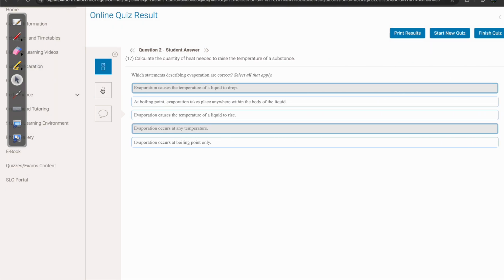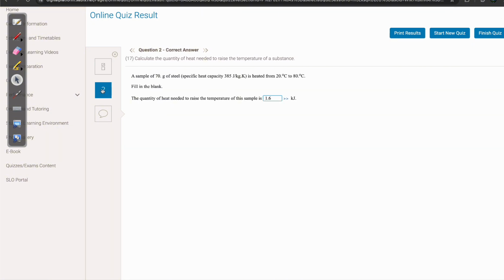Number 2. A sample of 70 grams of steel, specific heat capacity 385 joules per kilogram Kelvin, is heated from 20 degrees Celsius to 80 degrees Celsius. The quantity of heat needed to raise the temperature of this sample is, okay, look, Q, when it's only a change in temperature, is equal to mass times specific heat, which is C, times delta T.